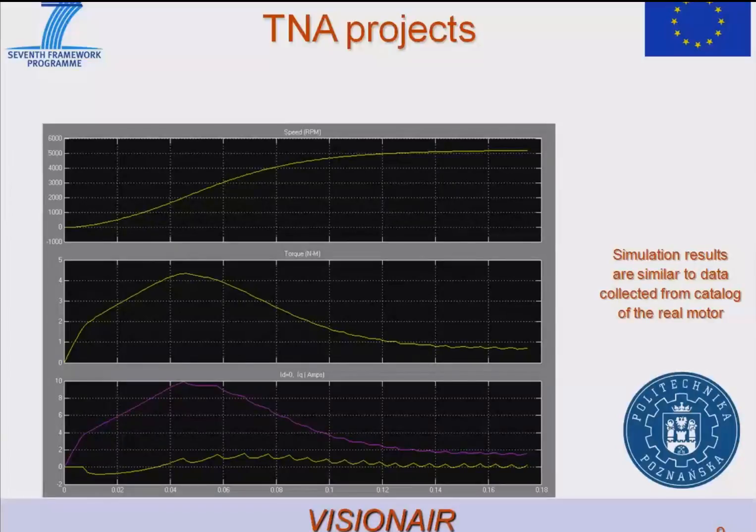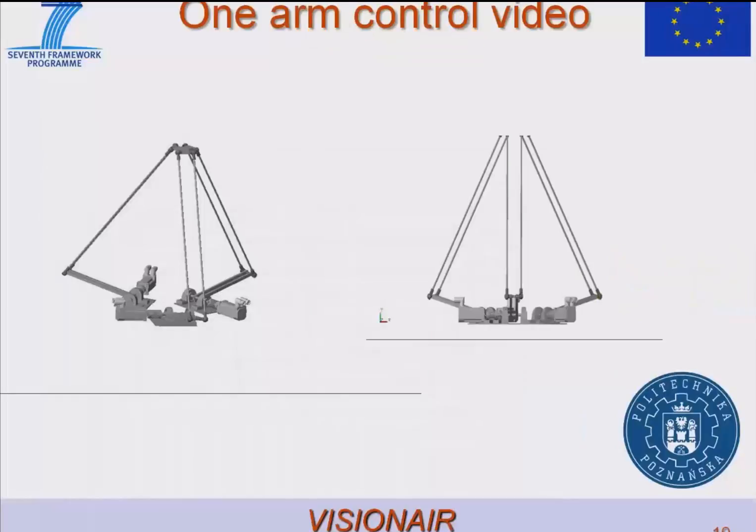We have here three charts. The first one is the speed, the next one torque, and the last one is the current in each of the phases in the two-phase system. Simulation results are very similar to data collected from the catalog of the motor, because we got the torque, which is very close to the torque which we can check in the catalog, and what is very important, the current in the D axis is very close to the zero point, which was very important in the control system. Now I want to show some video from the simulation, so maybe someone can help me to open this video.